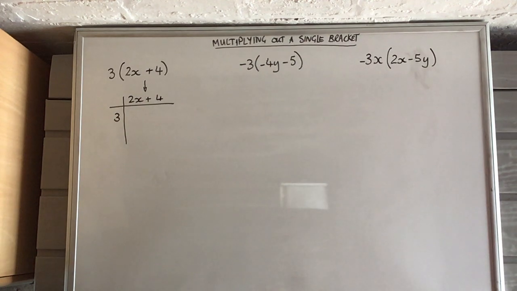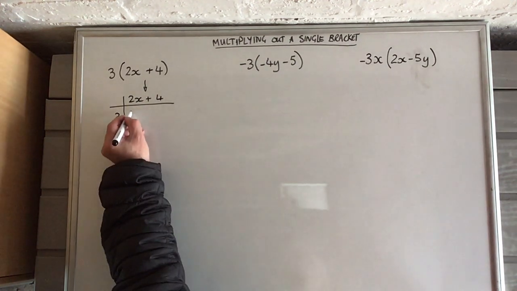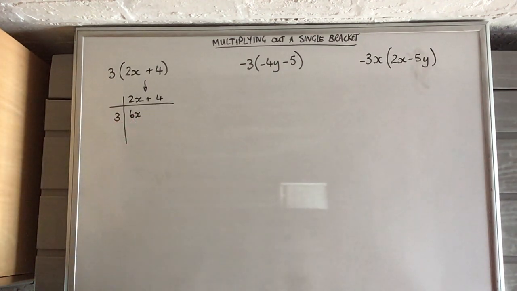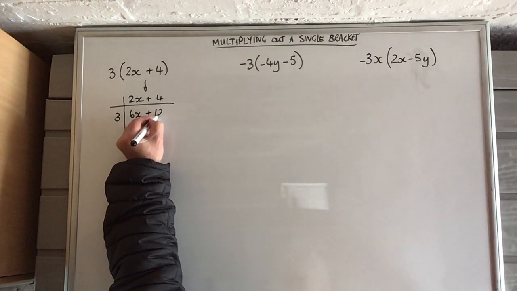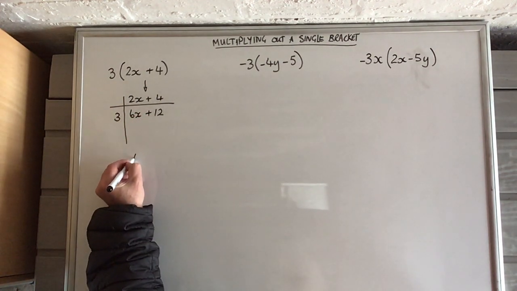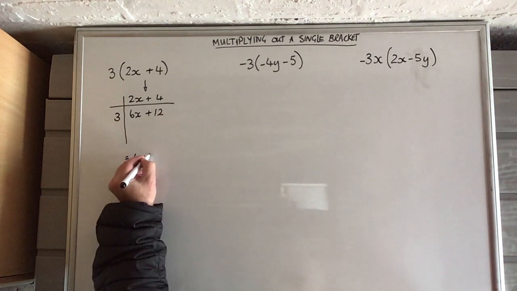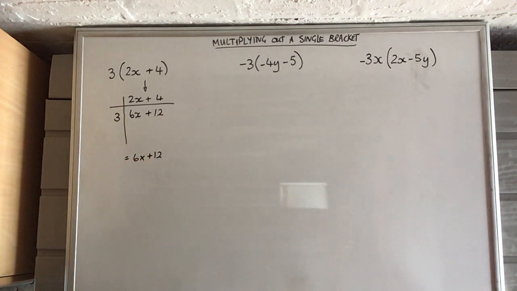So 3 times 2x, well that's 3 sets of 2x, gives me 6x. And 3 times 4 is 12. And there you go. Final answer is 6x plus 12. Now that was nice and simple. The next one involves negatives, so it's slightly trickier, so I'll level up, and your rules for integers are really important here.